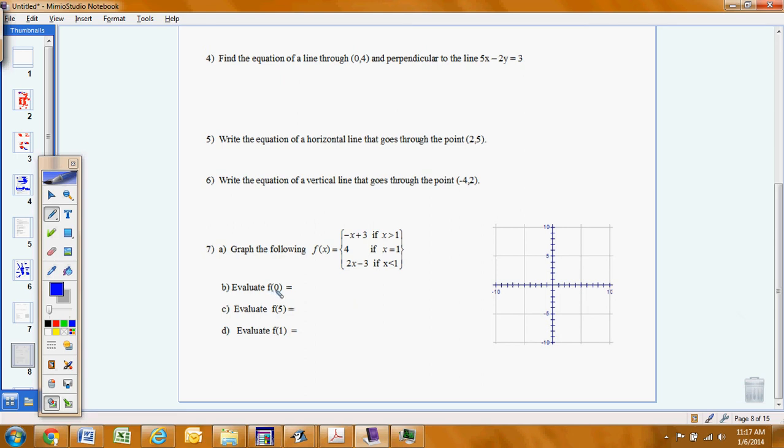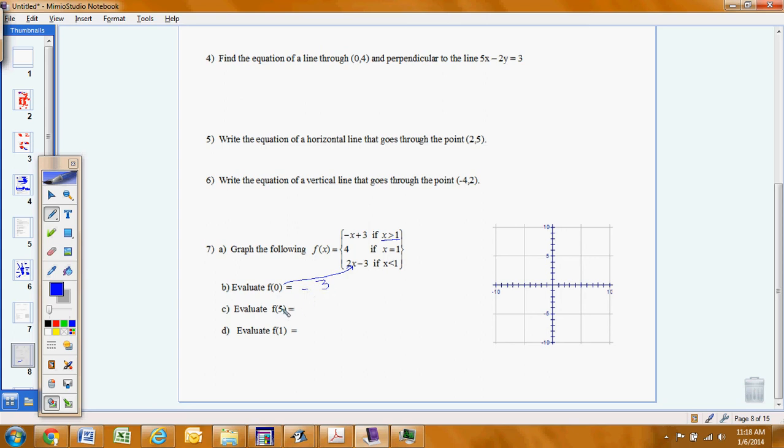If I say find f of 0, there are 3 separate pieces here. I use this piece if x is greater than, sorry, greater than 1. The number I'm trying to plug in is 0. 0 is not greater than 1, so it doesn't go in there. 0 is not equal to 1, so it doesn't go in there. But 0 is less than 1. So to find f of 0, I plug that 0 right in there. 2 times 0 minus 3 is negative 3.